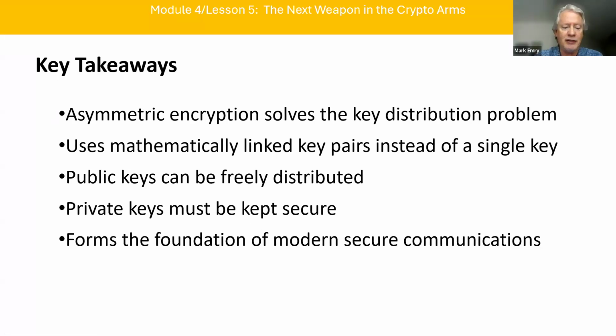Some of the key takeaways from this lecture are that asymmetric encryption solves the key distribution problem. It uses mathematically linked key pairs instead of a single key. Public keys can be freely distributed and shared. Private keys must be kept secure, and they're used to decrypt messages. This forms the foundation of modern secure communications.